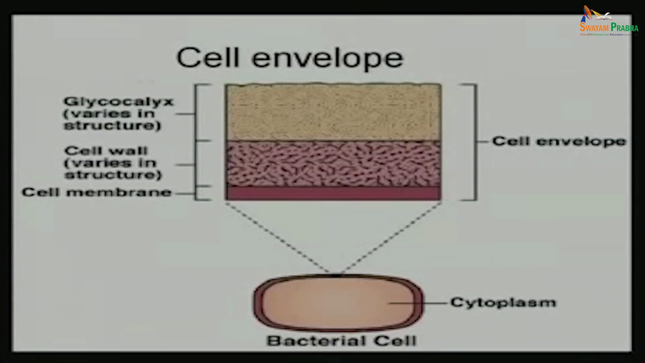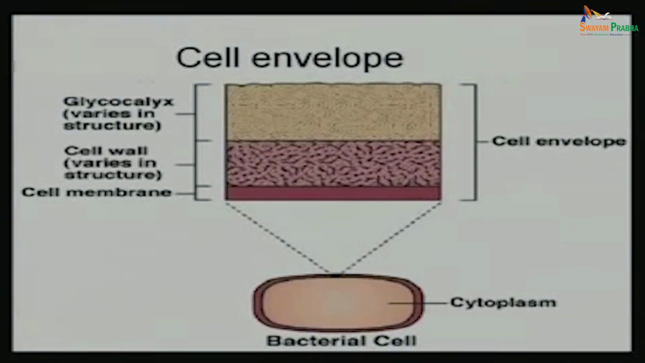Now, coming to the cell envelope. We can divide the cell envelope into three distinct groups. The glycocalyx is the outermost, which is followed by the cell wall and then the cell membrane. After this the cell pool is there, which means one side is exposed to the cytoplasmic fluid present inside the cell.